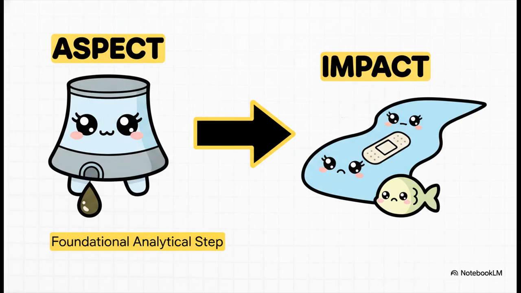The aspect is your organizational action or interaction, like discharging wastewater from a cooling tower. The impact, on the other hand, is the ecological consequence of that action, like polluting a local river. Nailing down this direct cause and effect link is your foundational analytical step.